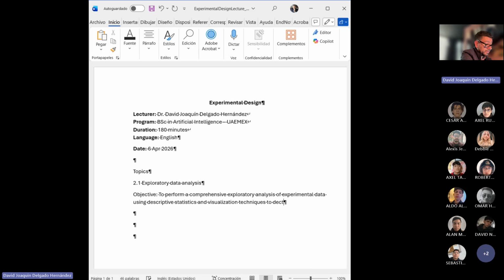to detect outliers, assess normality, and identify patterns before applying formal inferential models.